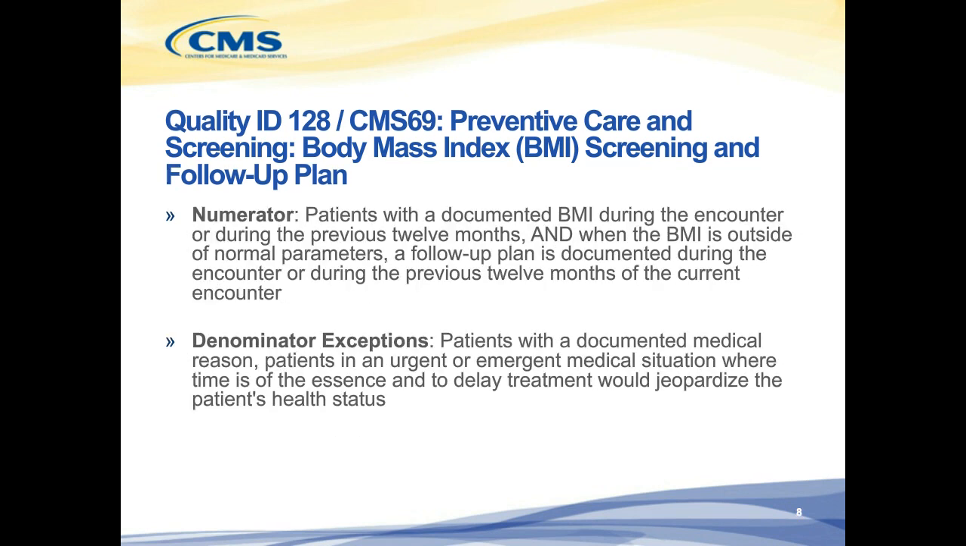So the numerator criteria would be patients who have a documented BMI either during the encounter or within the previous 12 months. And then if the BMI is outside of normal range, that a follow-up plan is documented, and again, either during the encounter or within the previous 12 months. There are denominator exceptions in the specifications. These would be patients with a documented medical reason for not obtaining a BMI or for having a follow-up plan. Also patients in an urgent or emergent medical situation where time is of the essence and to delay treatment would jeopardize the patient's health.